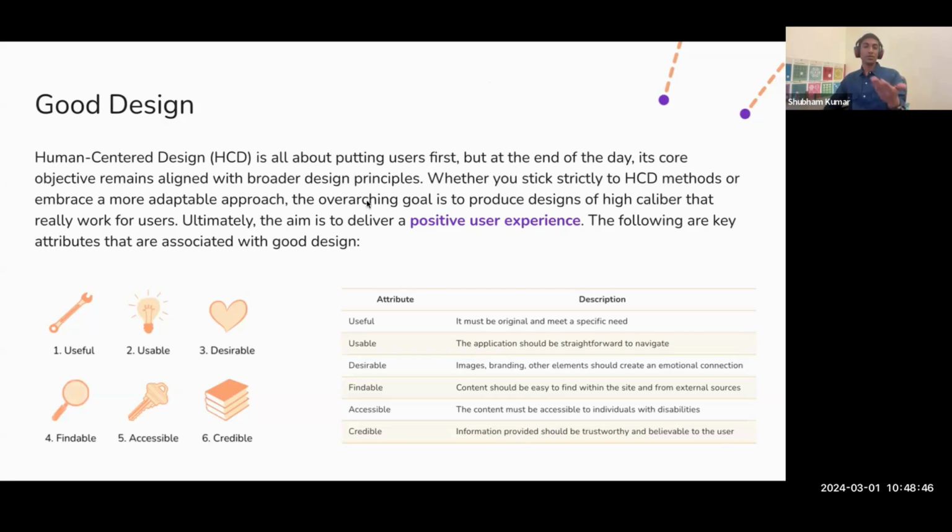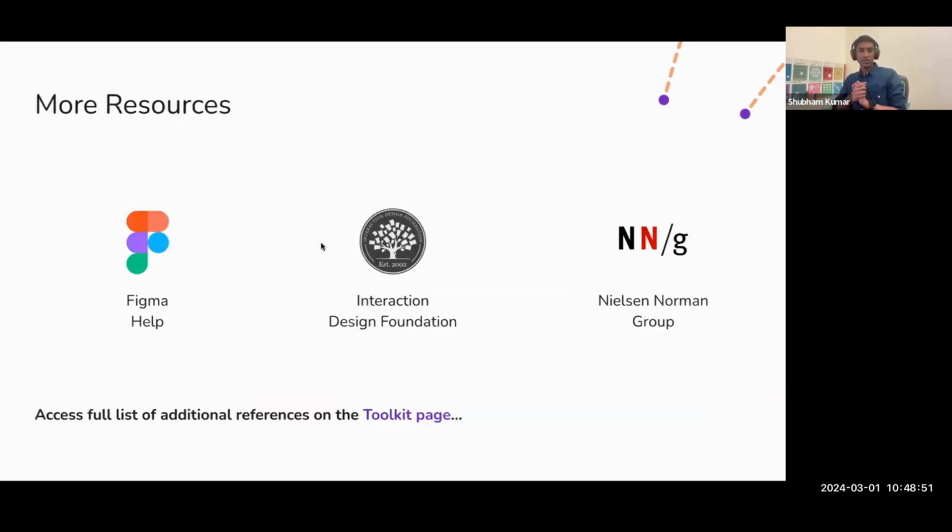So speaking of good design, if we go to the next slide, there are resources on the web. You have the Figma help pages. You have Interaction Design Foundation, which is one of the best design foundations around. And then you have Nielsen Norman Group. These are all reliable sources.